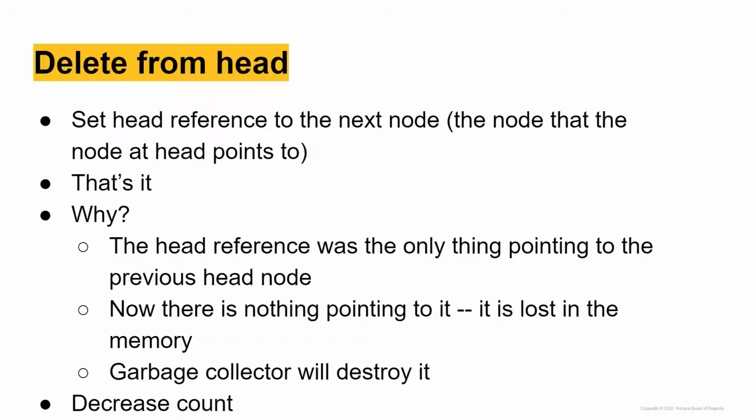Why? Because the head reference was the only thing pointing to the previous head node, right? That's why we have a head reference, because otherwise there's nothing referring to it, and the garbage collector is going to come and destroy it. So if we just move the head pointer one spot down the linked list, then all of a sudden the previous head node is floating off into nothing and it's going to get destroyed.